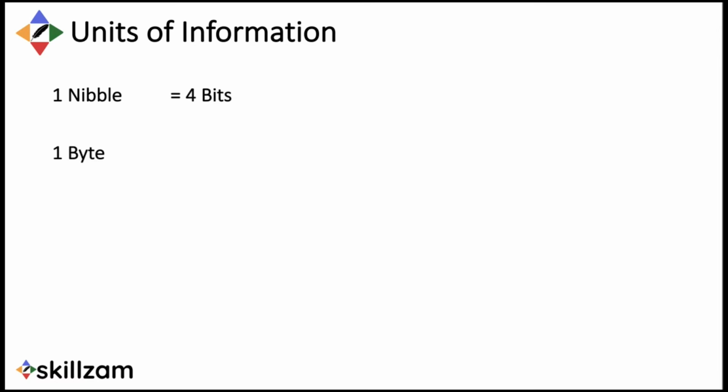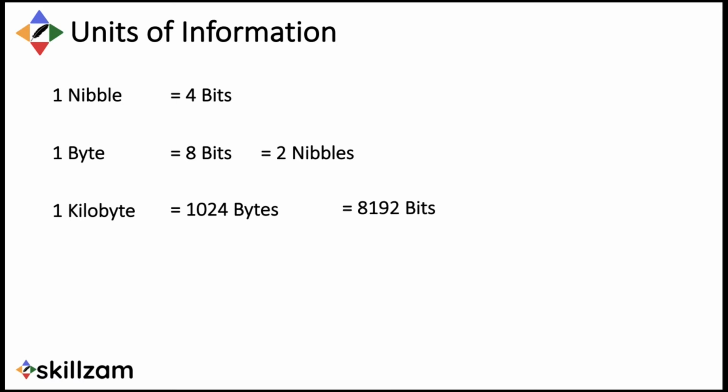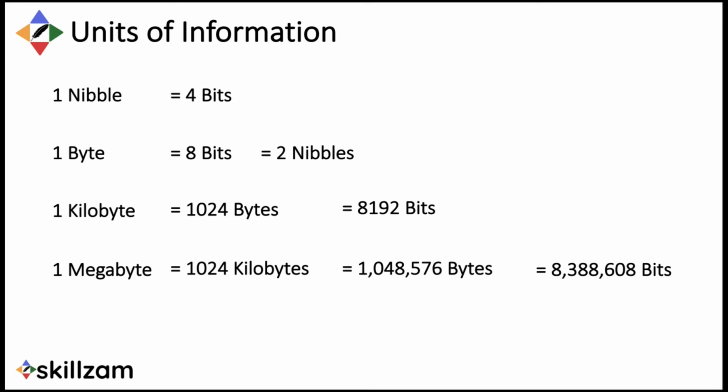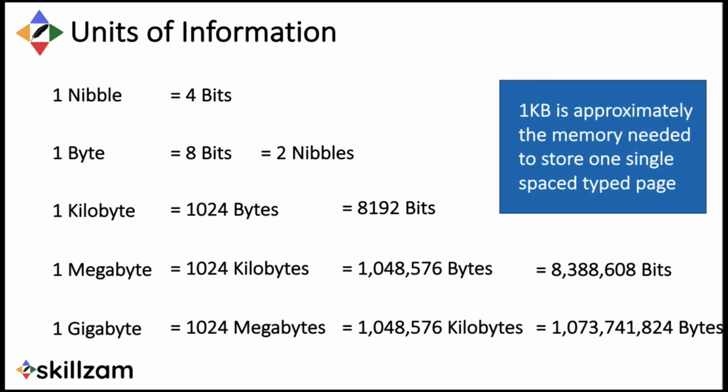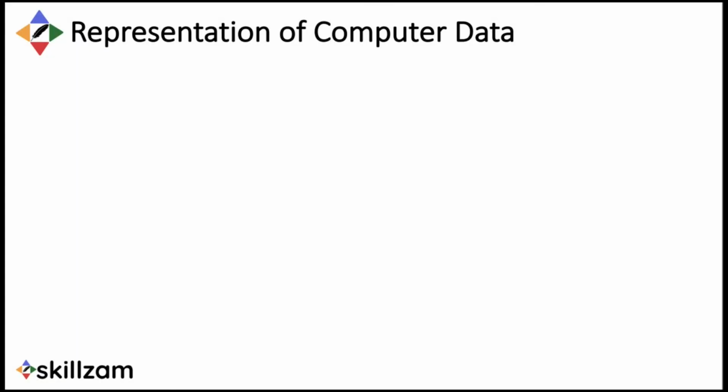Units of information. 1 nibble is equal to 4 bits. 1 byte is equal to 8 bits, which in turn is equal to 2 nibbles. 1 kilobyte, that is KB, is equal to 1024 bytes. 1 megabyte or MB is equal to 1024 kilobytes. 1 gigabyte or GB is equal to 1024 megabytes. Just to give you a comparison, 1 KB is approximately the memory needed to store one single spaced typed page.